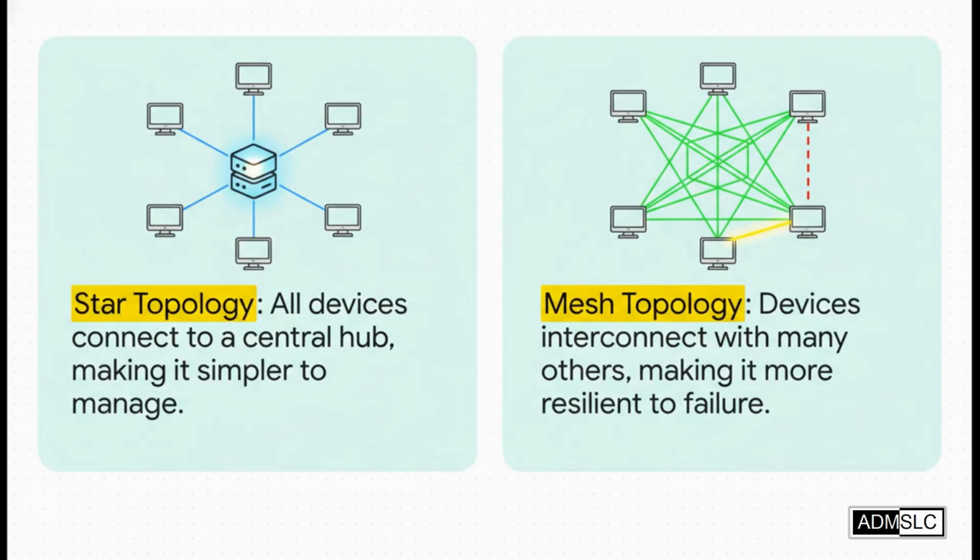First up, you've got to pick your topology, which is really just a fancy word for the map of your network. A star topology is kind of like a bicycle wheel. Everything connects to one central point. It's simple and easy to manage inside an office. A mesh topology, on the other hand, is more like a spider web, with tons of interconnections. It's way more resilient if one connection fails.